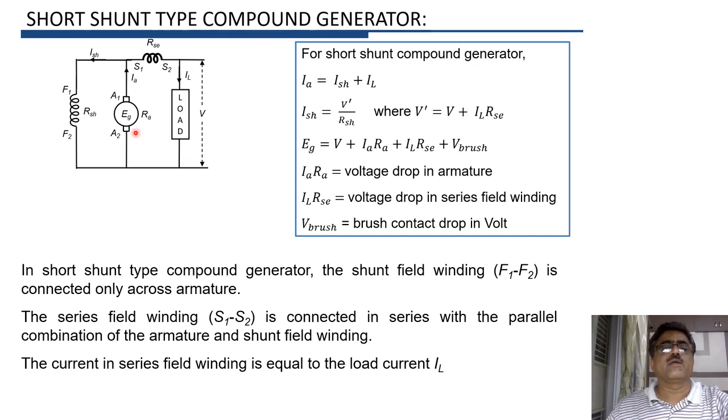Now by applying Kirchhoff's voltage law to this loop, we can write EG is equal to V plus IARA plus ILRSE plus V brush. So here IARA is equal to voltage drop in armature, ILRSE is equal to voltage drop in series field winding, and V brush is brush contact voltage drop.